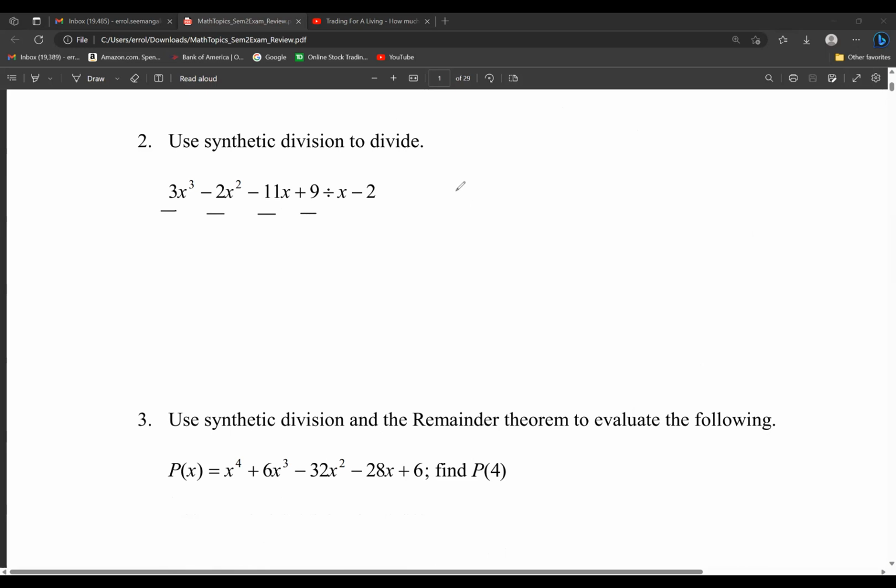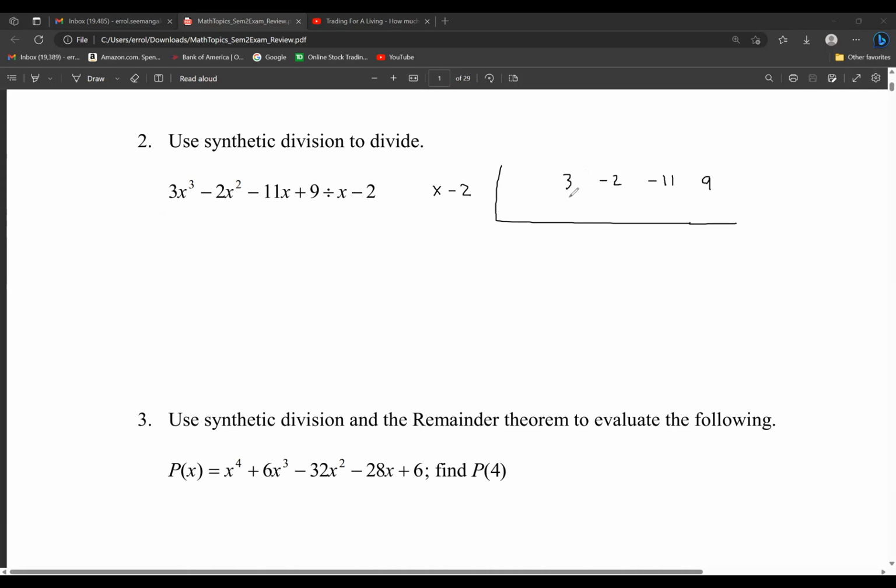So we're going to write it like this. We are going to write the coefficients there. 3, -2, negative 11, and 9 right here. Okay, so now let me try to remember. The first one, I think we bring it down. Do we bring that first one down? I don't remember. 3, -2, negative 11, 9. And then we're dividing by x minus 2 right here.